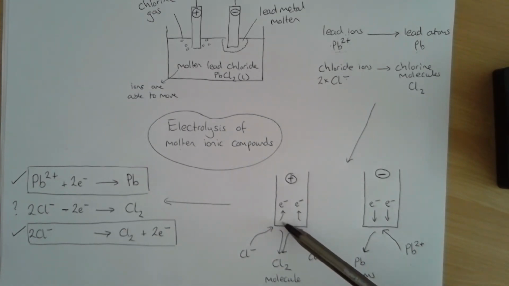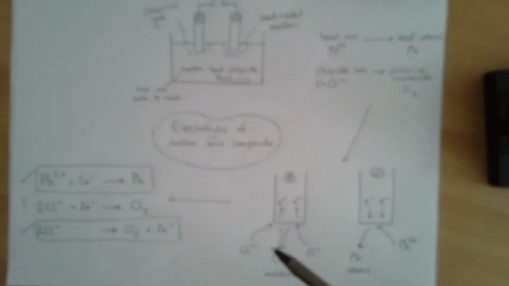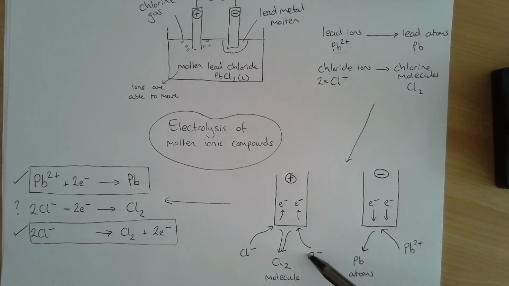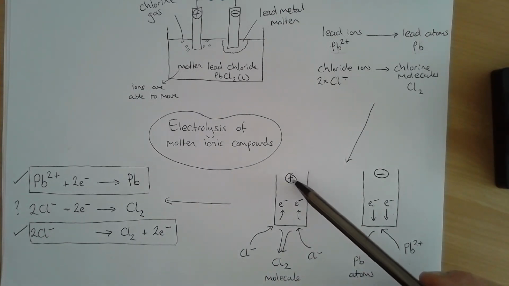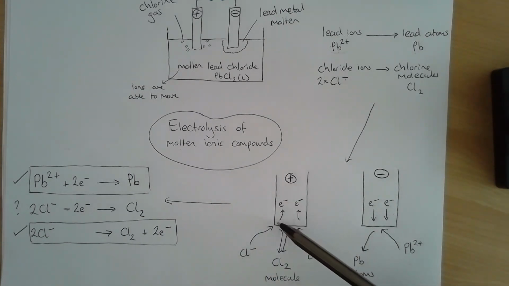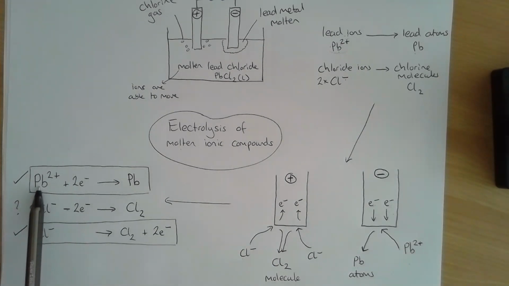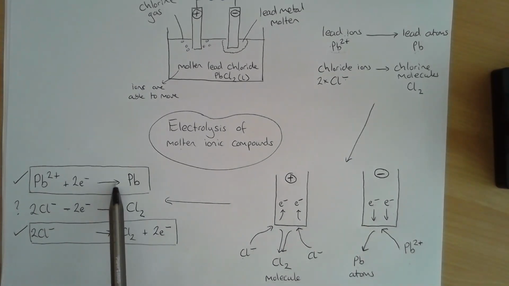At the positive electrode, we have 2 chloride ions, 1, 2, moving to the positive electrode because it has an opposite charge. Each of these lose an electron. The 2 atoms that are formed join together to make a Cl2 molecule. We show that here, Pb2+ plus 2 electrons makes Pb, and Cl-, so our Cl- is here, releases 2 electrons to the electrode, that's those 2 there, and produces a chlorine molecule here.